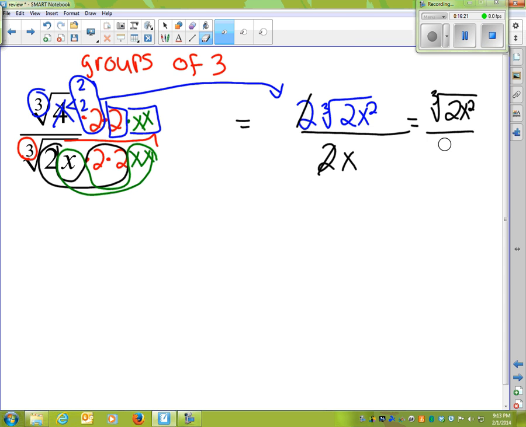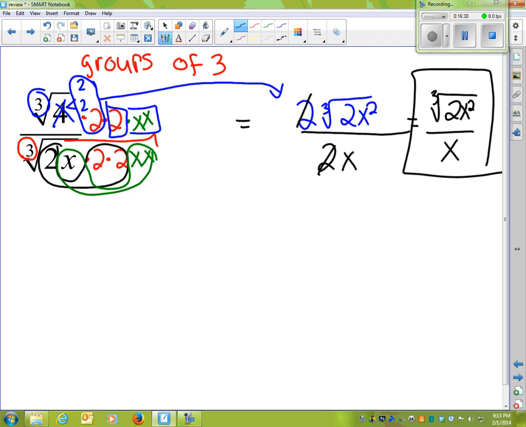And the x's can't cancel because one of them's under the radical and one of them is not. And that concludes part 1 of Chapter 6 Test Review.